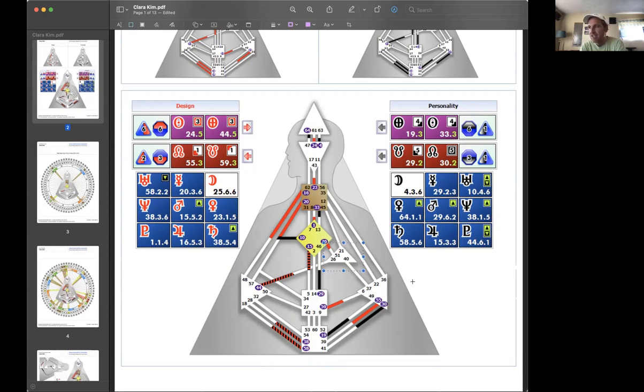Because what happens is, with the undefined centers, we gain wisdom through them over time. But that wisdom over time is not automatic. It's not something we get for free. It's something we learn.